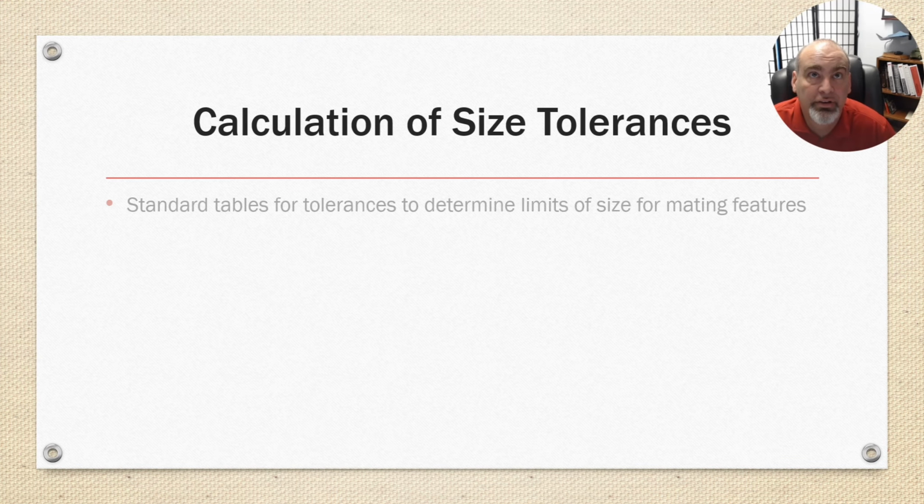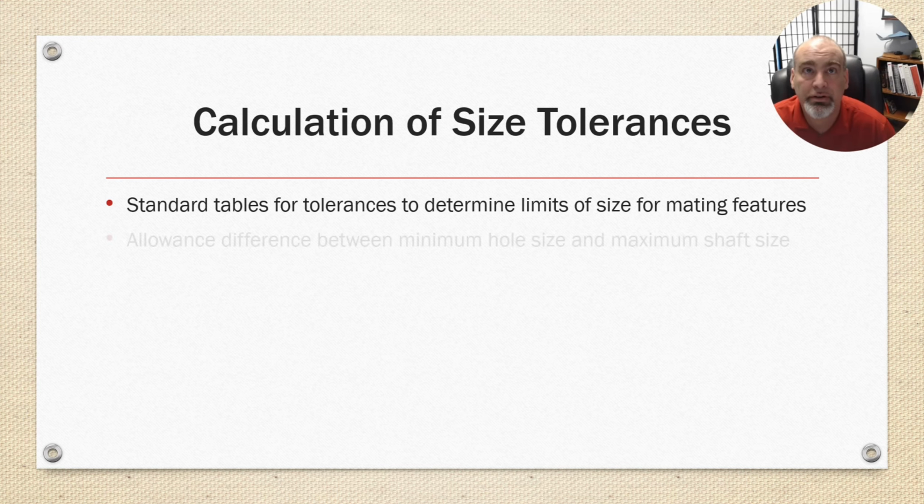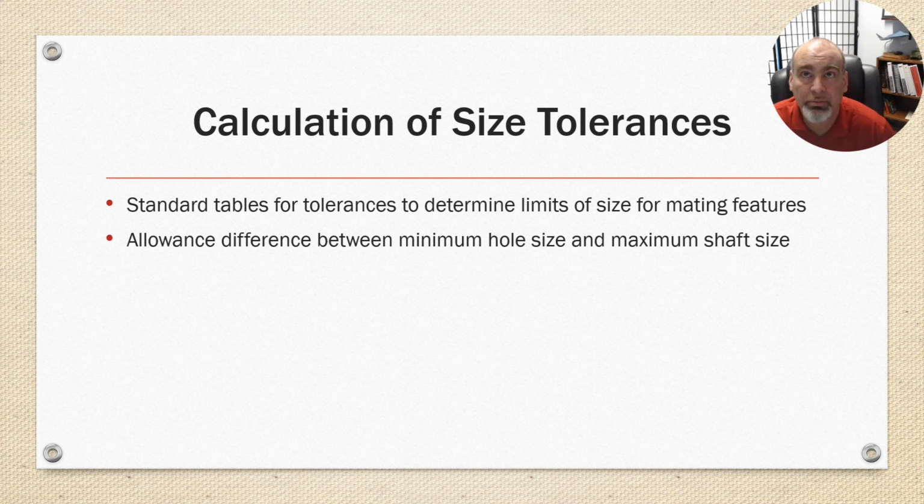Calculation of size tolerance. There are standard tables for tolerances to determine limits for size of mating features. Allowance, the difference between minimum hole size and maximum shaft size, is also available.